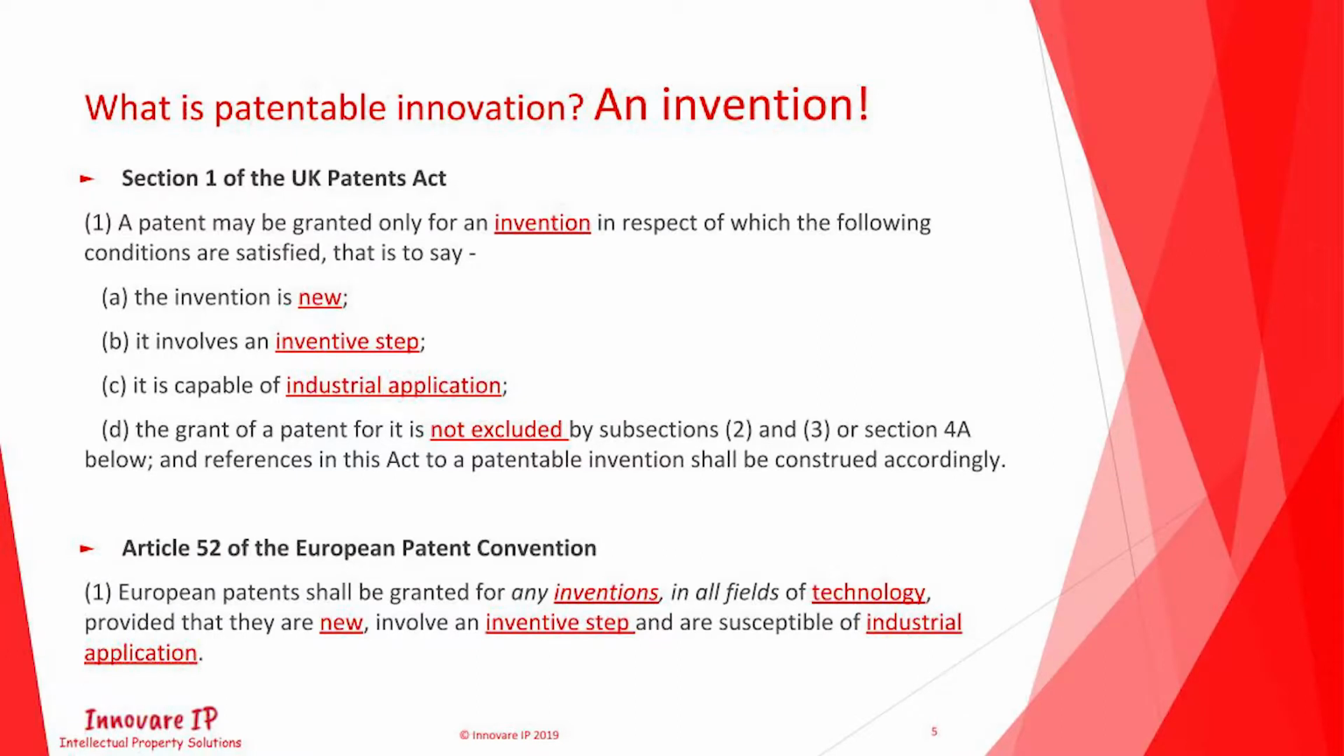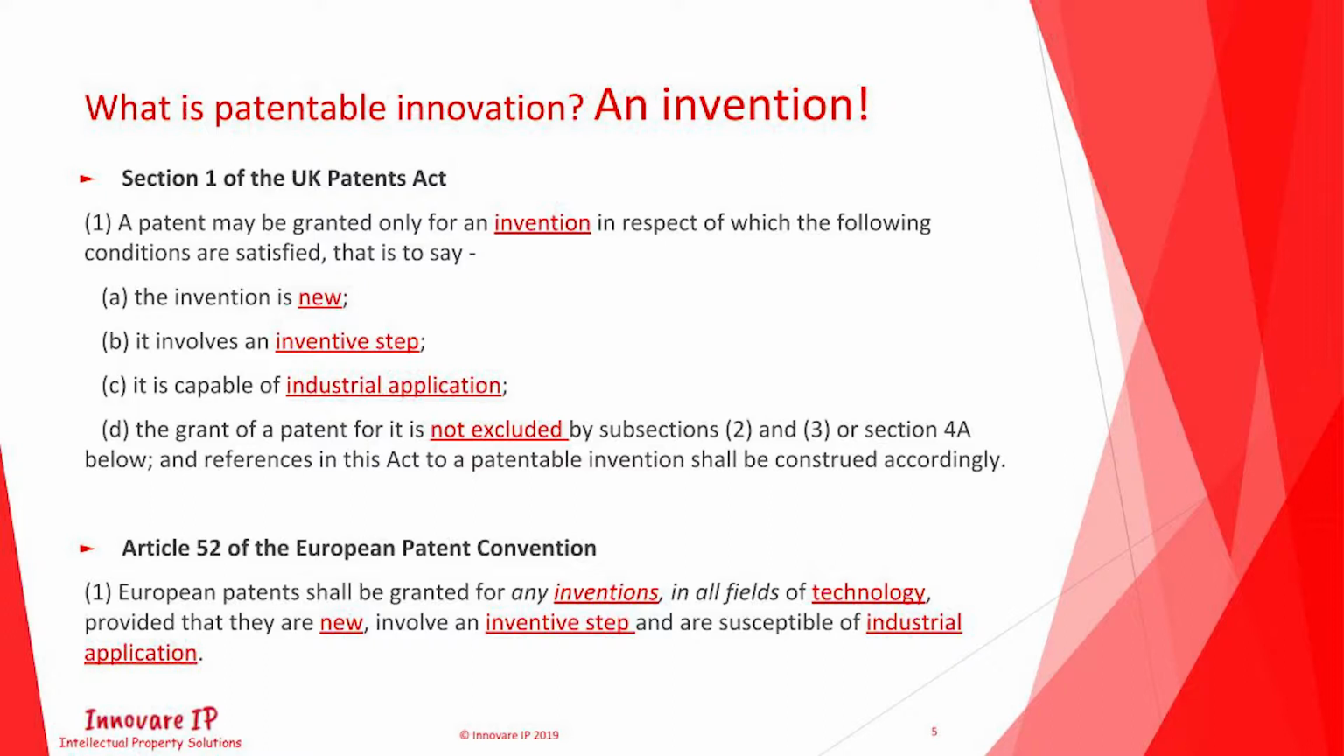And I have given some legal text here, but I have highlighted the bits that you should take home with you. So the UK legislation at the top and then European legislation at the bottom. So a patent may be granted for an invention if these following conditions are applied. The invention is new, involves an inventive step. It means that it is not obvious to somebody skilled in the particular technical field. It is capable of industrial application, and the grant of the patent is not excluded.